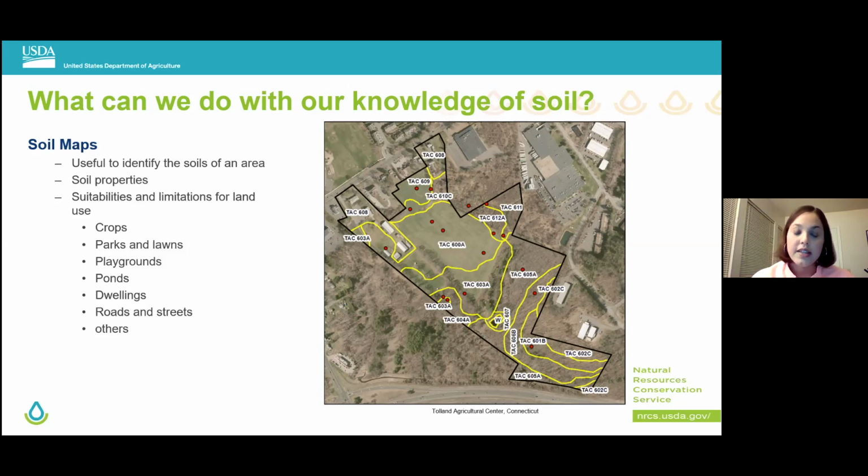Here is an example of a small soil map that I made last year in Connecticut. That was my first project in Connecticut. It's a small farm. It's an agricultural center. It's mostly for teaching, but they wanted to know the soils in the property because they want to plant some stuff. And they want to know how good the soil is for that.